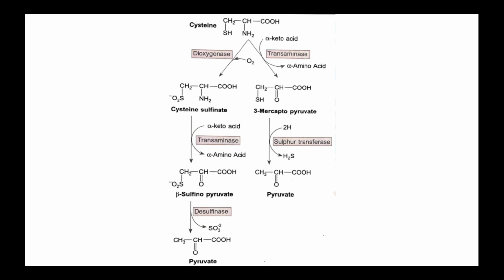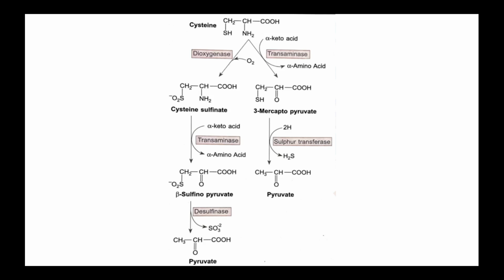Another pathway: the first step is transamination, where cysteine is transaminated to 3-mercaptopyruvate directly, without any oxidation. First the amino group is transferred to an alpha keto acid, and in turn we get another alpha keto acid, which is 3-mercaptopyruvate. Then the sulfurtransferase will come and take up this sulfur in the form of H2S, and the product that will be left is pyruvate.